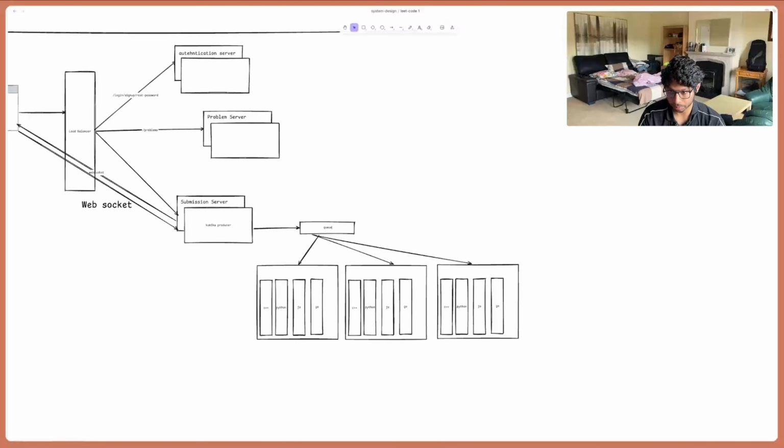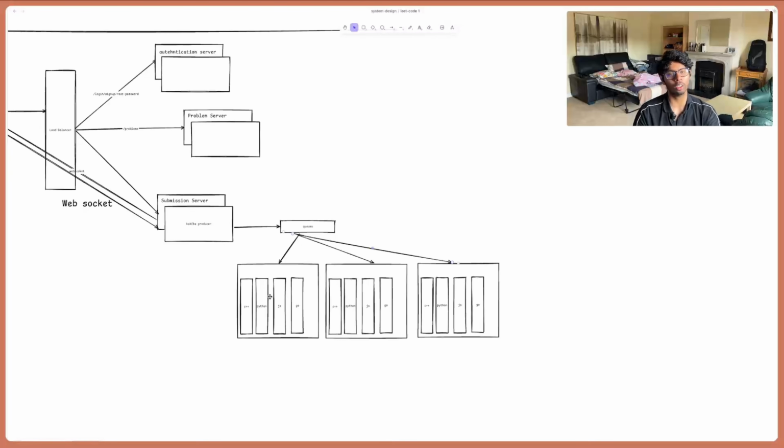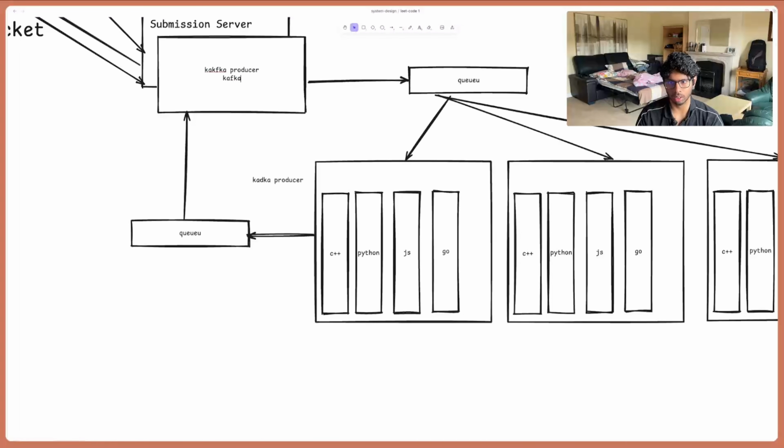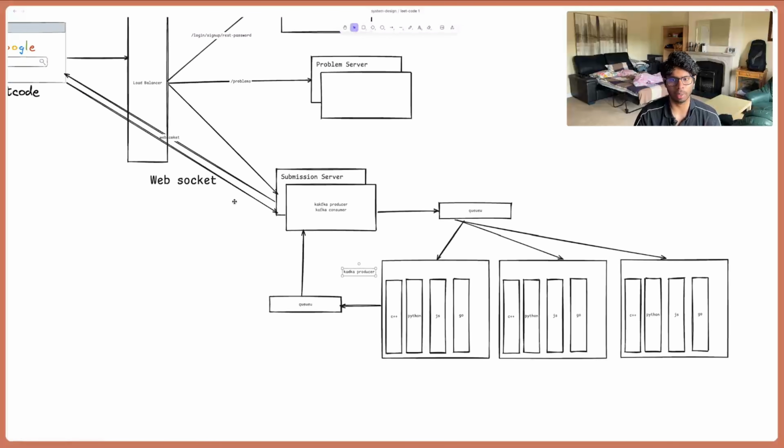After solving the problem, the workers also act as a Kafka producer. There is going to be one more queue involved, so the workers put the result into this queue, and my service will again act as a consumer. Basically, the submission server will act as a consumer of this Kafka topic. It will consume the solution, and after the solution is consumed, it will return it back through the WebSockets.